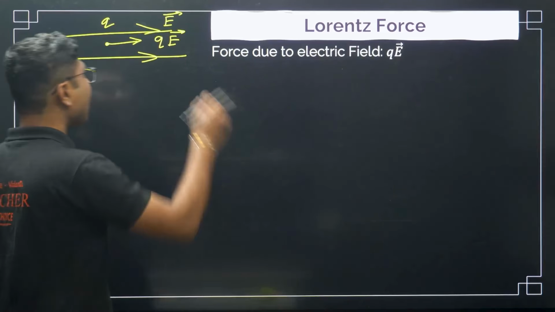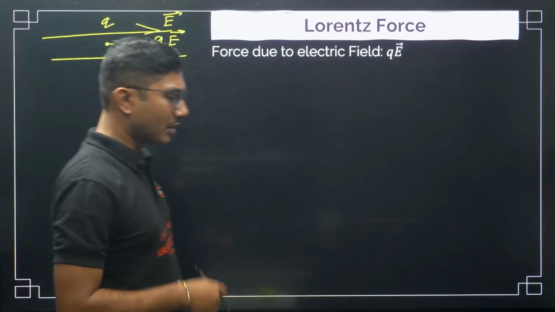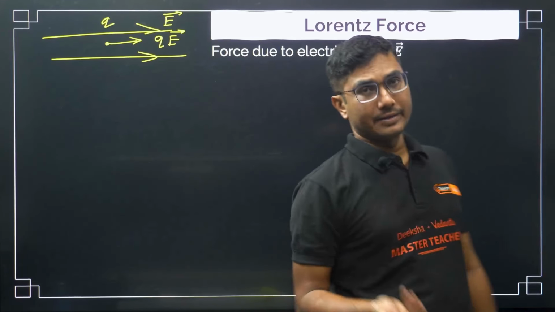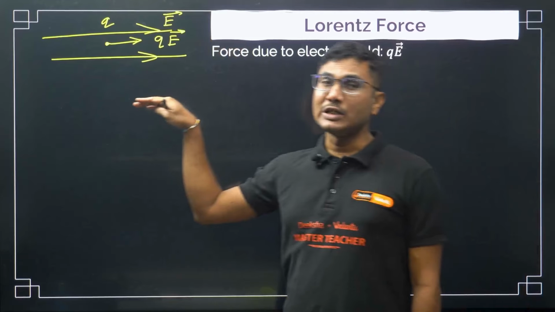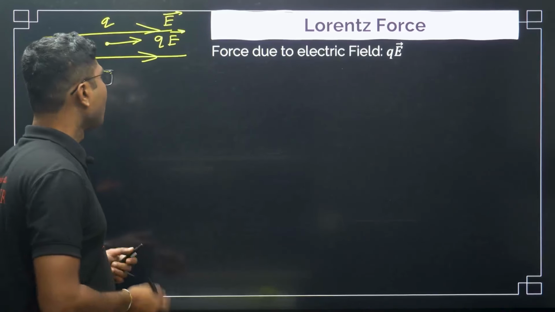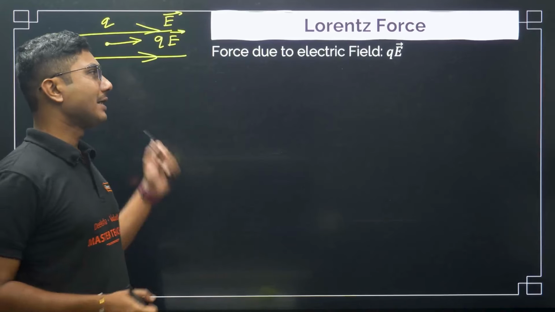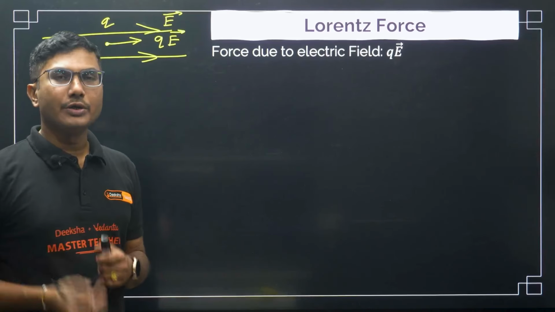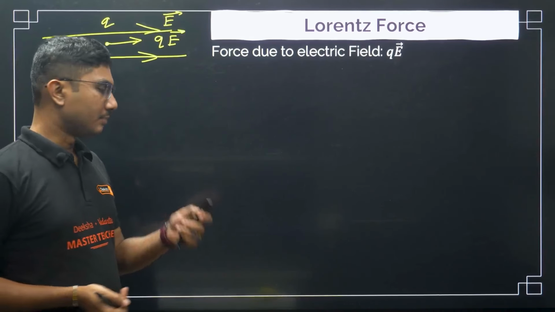Now in case the charge is negative, the direction becomes opposite because Q is negative. So Q negative means minus QE, which means the force will be in the opposite direction. That's it. So the force acting on a charge is given by Q into the electric field vector.